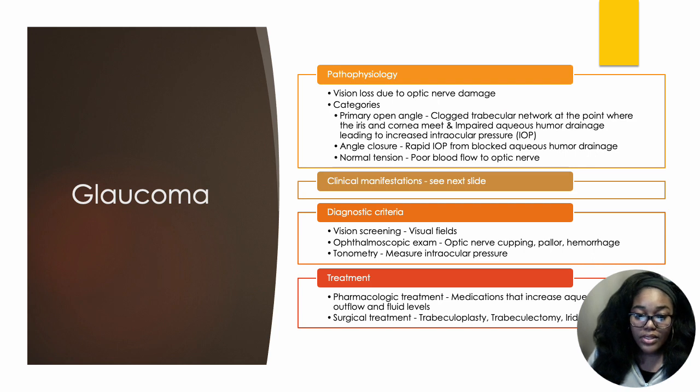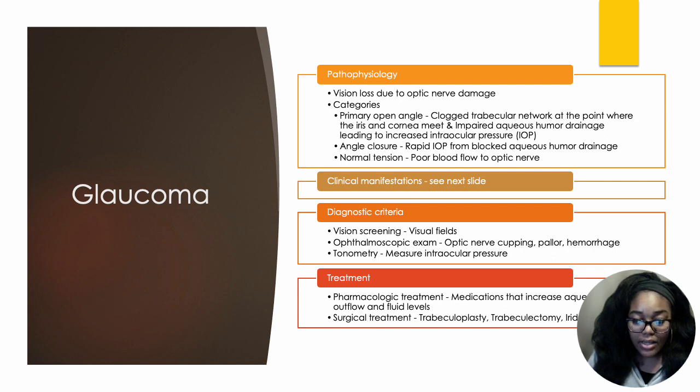So glaucoma is the result of vision loss due to your optic nerve damage, and you have different types. You have primary open angle, where the iris and the cornea meet, and you have impaired aqueous humor drainage leading to increased intraocular pressure, and that decreases your ability to have vision because that intraocular pressure is too great for the eye to sustain. Then you have angle closure, and that is rapid intraocular pressure that is blocked from aqueous humor drainage. You have normal tension, which is poor blood flow to the optic nerve. So all three of these can cause vision loss too if it's associated with that optic nerve.